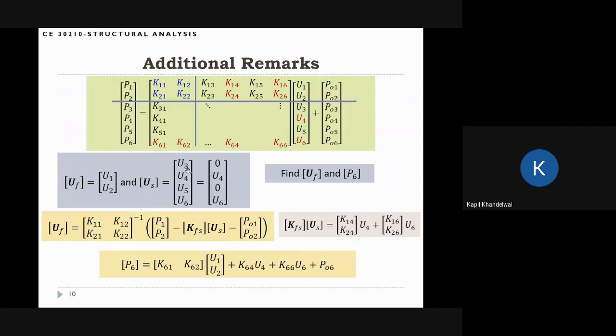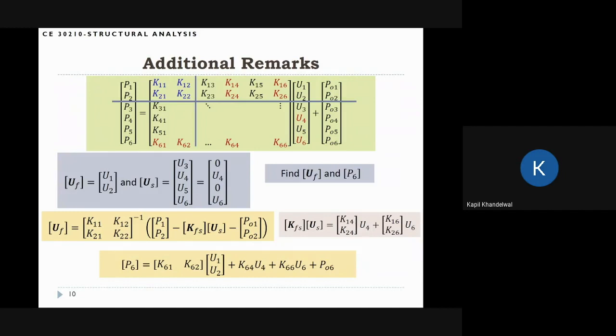Similarly, K65 times U5 is 0 because U5 is 0. It doesn't matter what K65 is, or what K63 is. Those numbers are getting multiplied by 0. So this is an important observation when you're doing some calculations for the exam, so make sure that you do them in an efficient way.